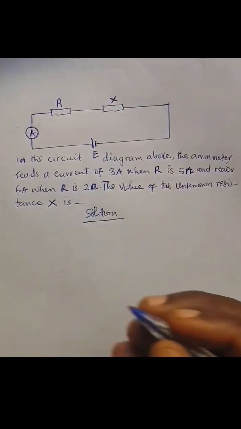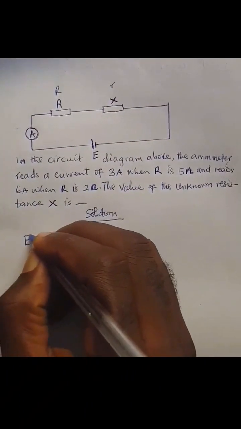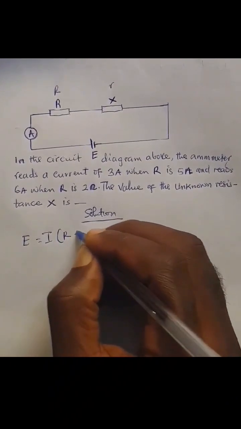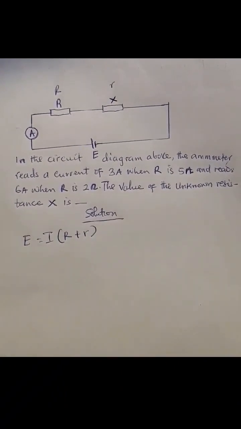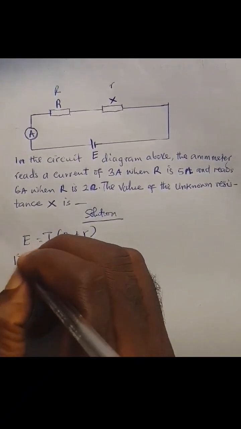Okay, so the relationship is very simple. If we consider this as R and this as small r, we have E equal to I into R plus small r. So this is the relationship that will connect the three together. Okay, so if that is the case, we'll now set up the first case.